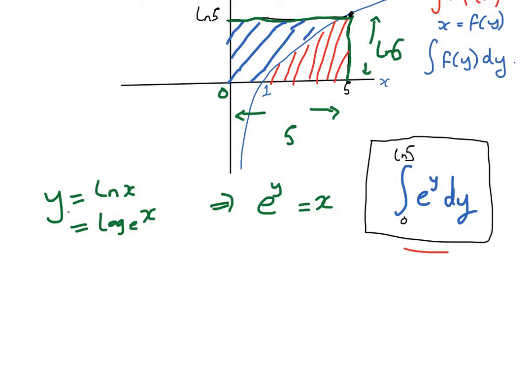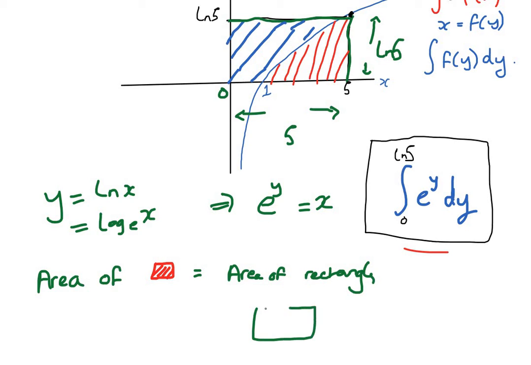So the area of the region we're looking for, the area of the red region, is just equal to the area of the rectangle, and I'll draw a little version here. Up the sides it's natural log of 5, across the bottom it's just 5, and we need to take away the area of the blue. So I hope you can see what we've done here. That's excellent. So take away the area of the blue, and we can calculate this nice and easy now.